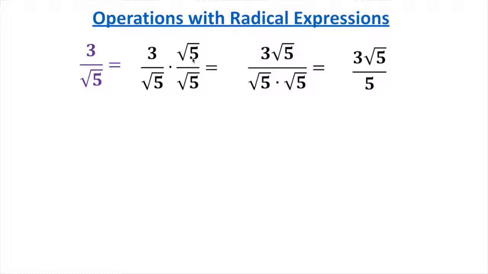Now, really, we did not change its value because we multiplied top and bottom by 1. I have the square root of 5 over the square root of 5, which is 1. So we haven't changed any of the value. All we basically did was get rid of this radical on the denominator, and in this case, it ended up moving it up to the top.